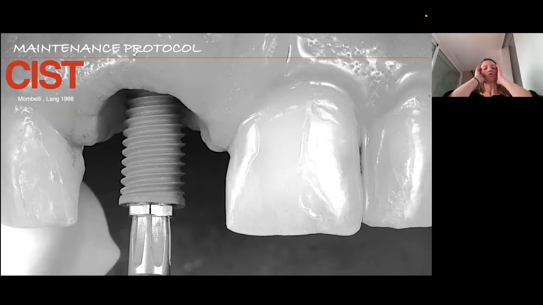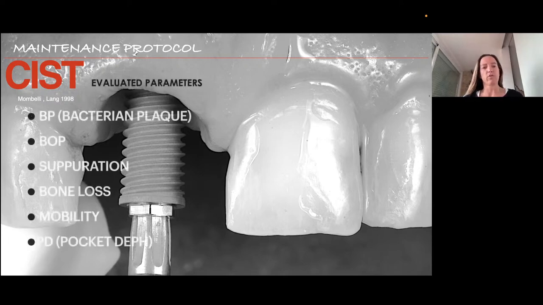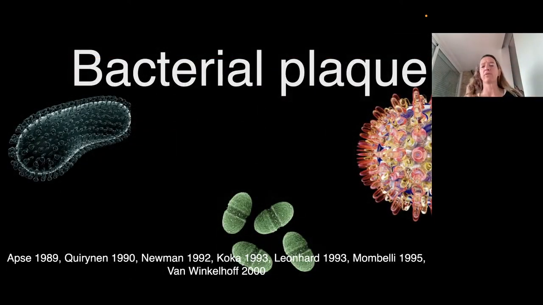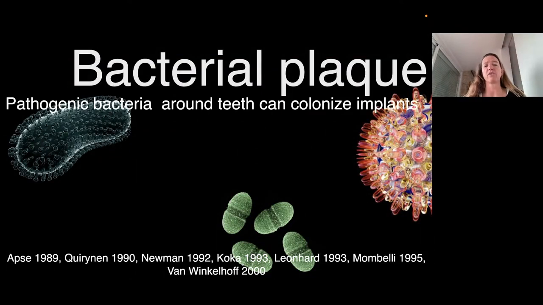Also, one thing that we like to use, adapted for the maintenance, is the cumulative interceptive supportive therapy that was described by Mombelli and Lang. We use the maintenance protocol in which we evaluate the following parameters: the bacterial plaque, the bleeding on probe, suppuration around the implants, bone loss, mobility of the implant, and pocket depth. In terms of bacterial plaque, we know that pathogenic bacteria around teeth can and will colonize implants.